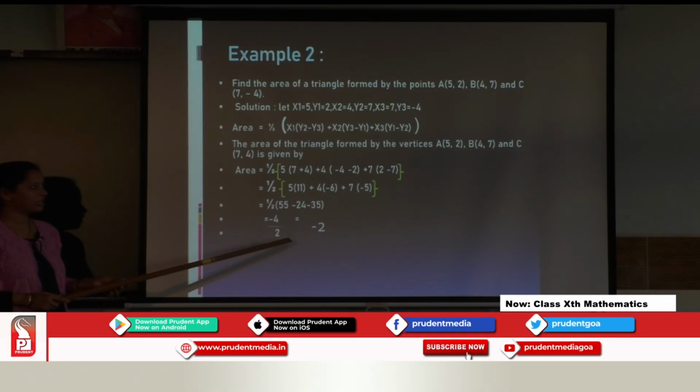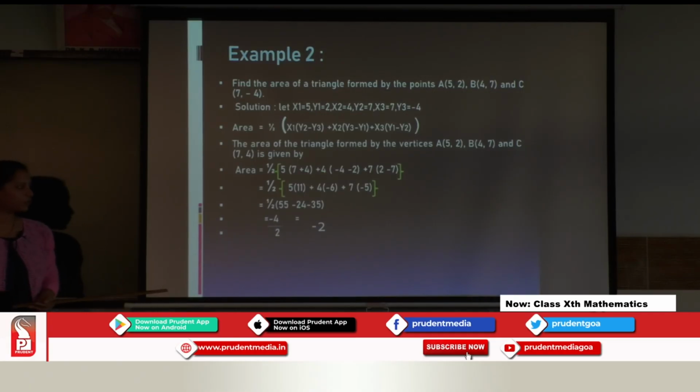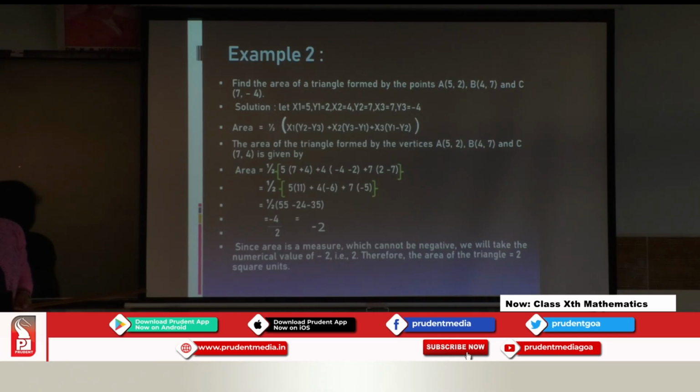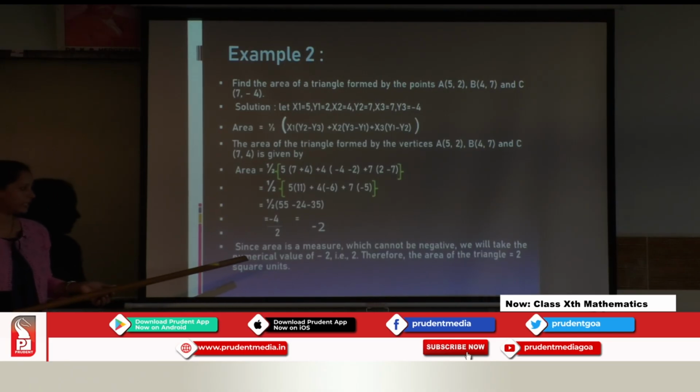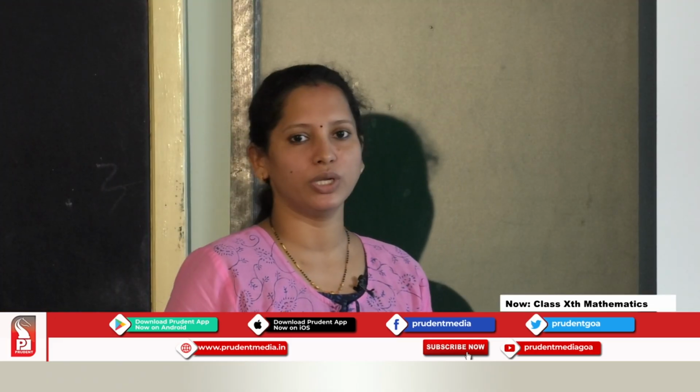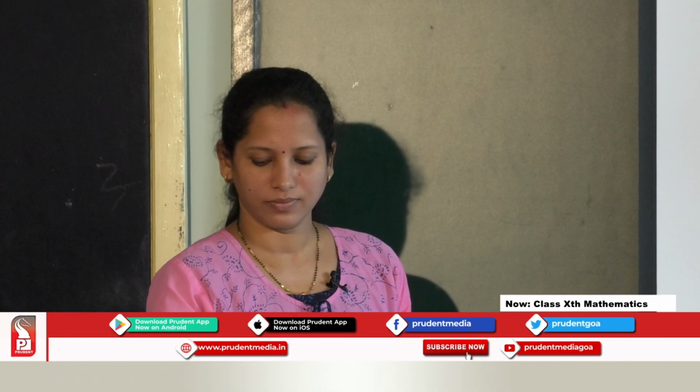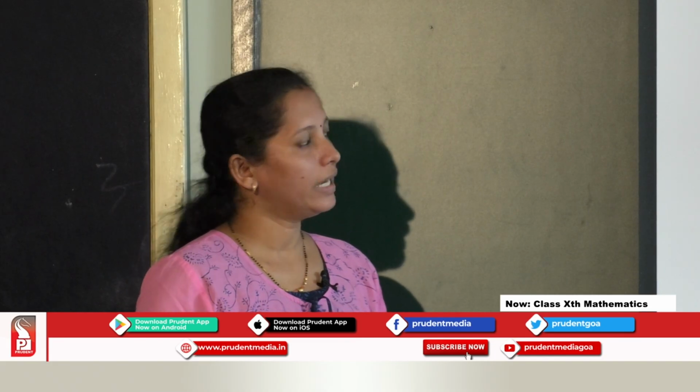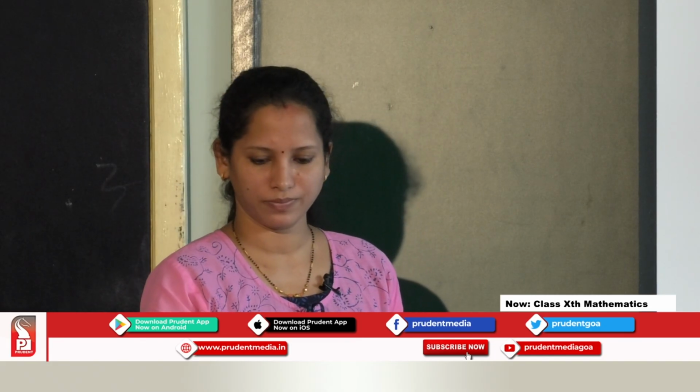But can we write any measure in the negative? No. So, that is why the area of this triangle is 2 square units. Since area is a measure which cannot be negative, we will take the numerical value of -2, that is 2. Therefore, the area of the triangle is equal to 2 square units. Let us take one more example.